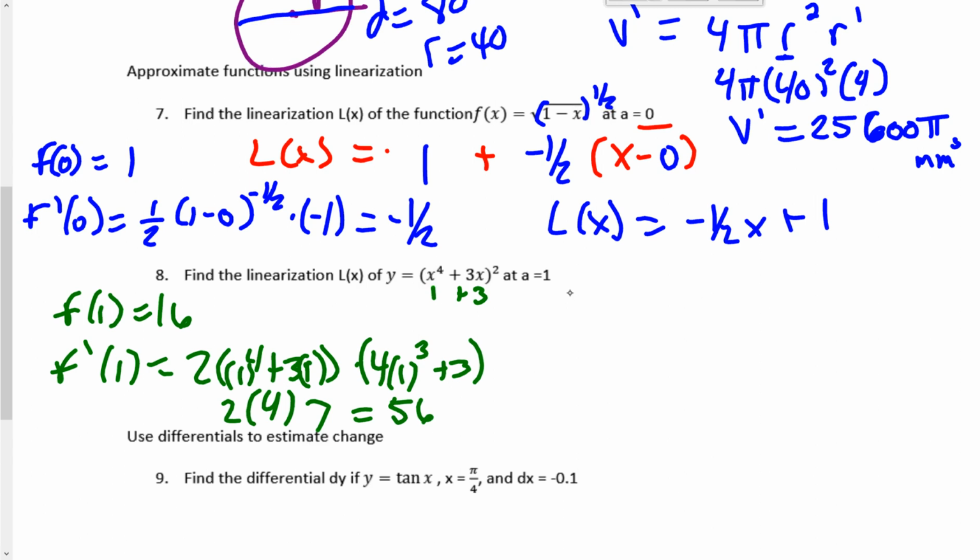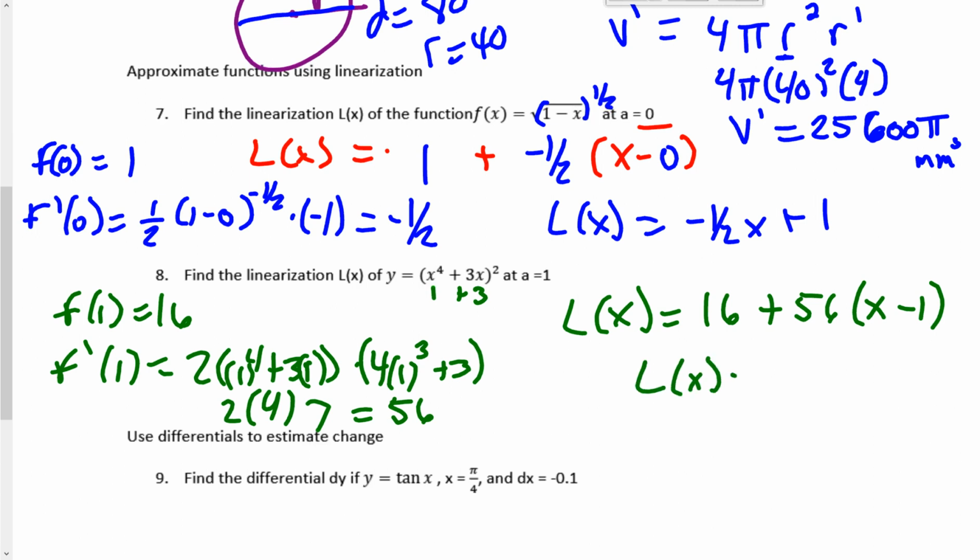So I can go ahead and write my equation. I have my f of a. So my linearization is 16 plus f prime, 56, times x minus a, and my a is 1. So there's my equation. I can simplify that and write it in slope-intercept form: 56x, and then minus 56 plus 16 is just negative 40.